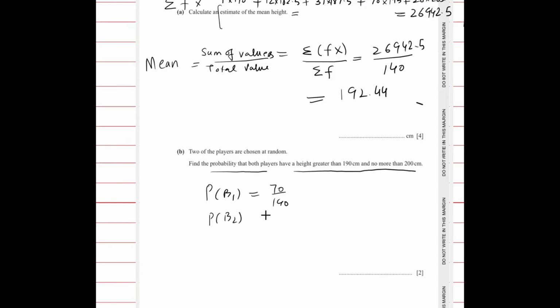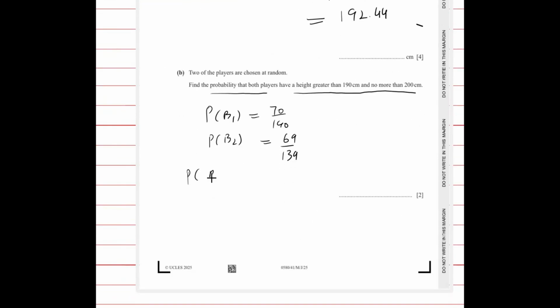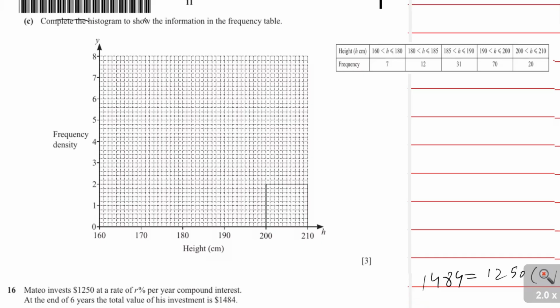This probability, P of B2, will be equal to 69 out of 139 because one player is already selected. And the probability of both players having a height of 190 to 200 will be equal to 70 over 140 times 69 over 139, and 70 times 2 is 140, so this is 69 over 278. This is the answer. Part C, complete the histogram to show the information in the frequency table.